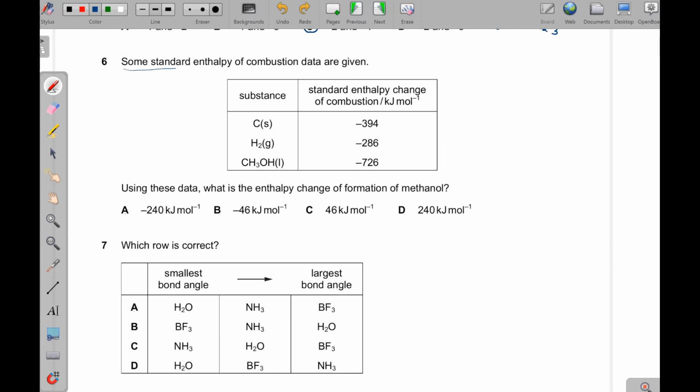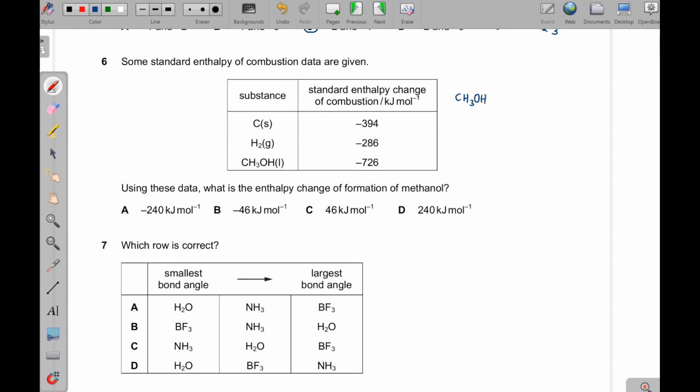Question 6, some standard enthalpy of combustion data are given. These are the ones that are given here, and then they are saying using this data, what is the enthalpy change of formation of methanol? Now, here we are seeing enthalpy of combustion. Enthalpy of combustion, we are looking at 1 mole of a substance which is completely burnt in air. You see that?